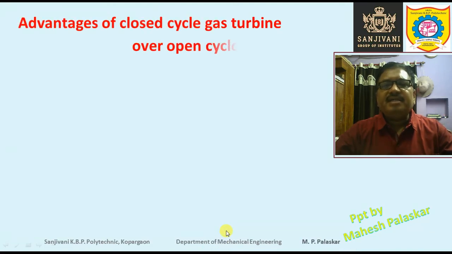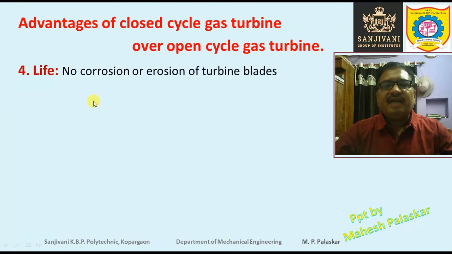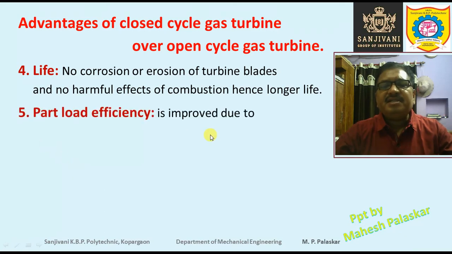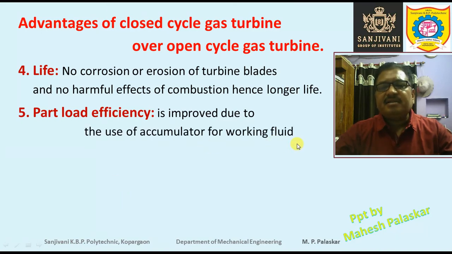Some more advantages we are going to study. The life is more in case of closed cycle gas turbine because no corrosion or erosion of turbine blades and no harmful effects of combustion, hence longer life of the turbine blades is possible in case of closed cycle gas turbine. Part load efficiency in case of closed cycle gas turbine is improved due to the use of accumulator for working fluid under varying load conditions.